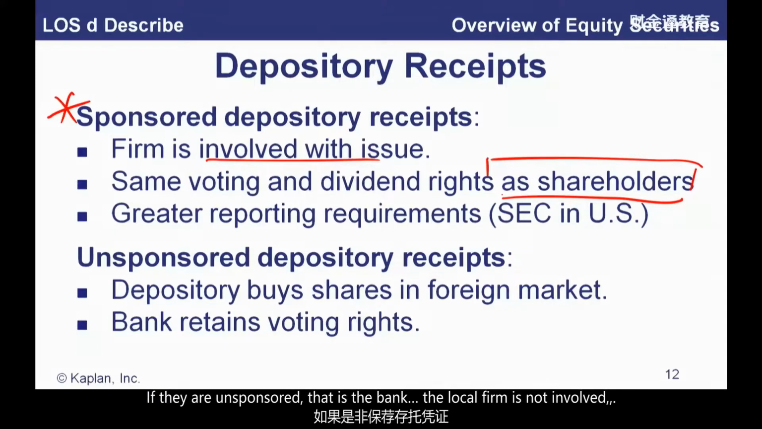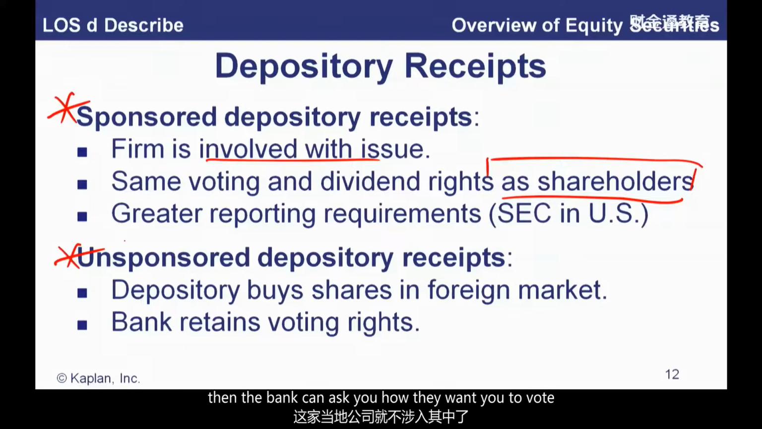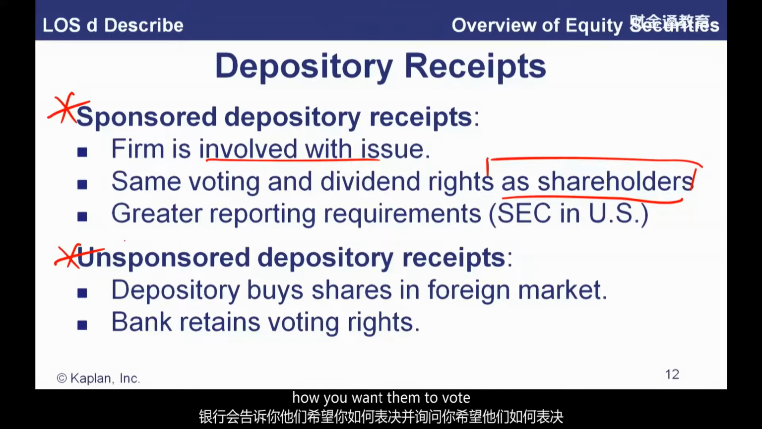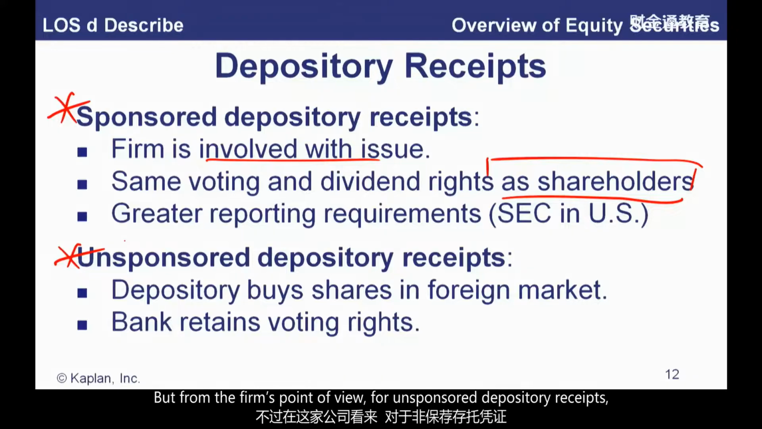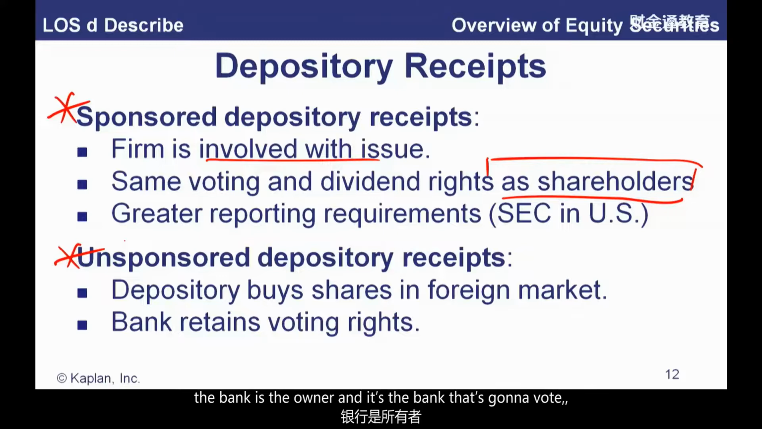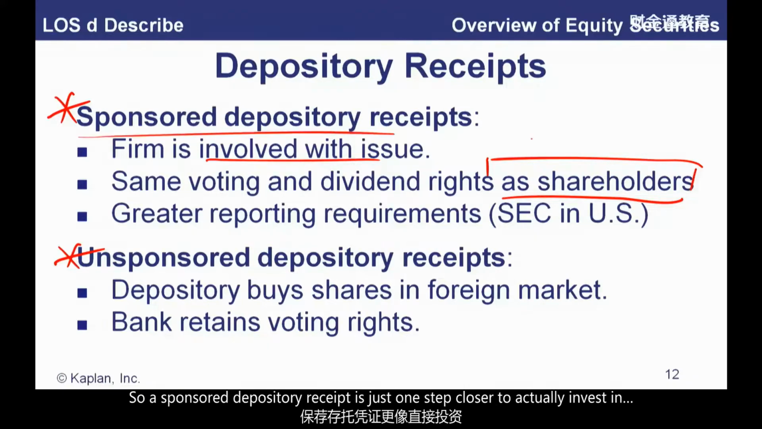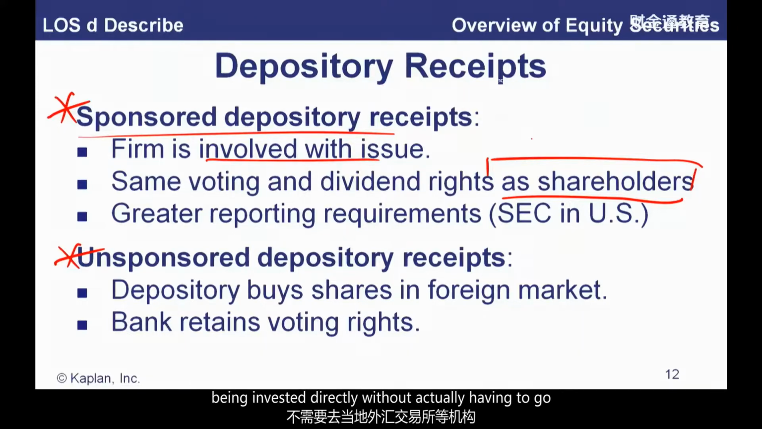And if they're unsponsored, that is, the local firm is not involved, then the bank can ask you how you want them to vote, and the bank can pass the dividends on to you. But from the firm's point of view, with an unsponsored depository receipt, the bank is the owner, and it's the bank that's going to vote, and it's the bank that's going to receive the dividends. So a sponsored depository receipt is just one step closer to actually being invested directly without actually having to go and get shares through the local exchange and all that type of thing.